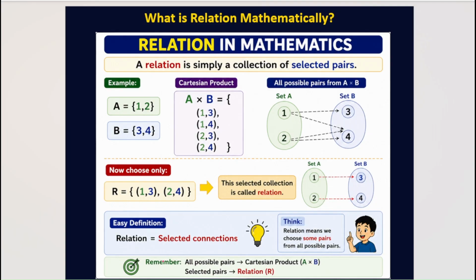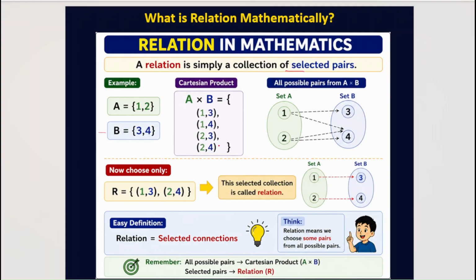Next, coming to relation. What exactly is a relation in mathematics? A relation is simply a collection of selected pairs. Please understand this point, you might find it confusing, but understand it. A relation is simply a collection of selected pairs. For example, you have two sets A and B, with A = {1, 2} and B = {3, 4}. First, write them in Cartesian form. The Cartesian product will be (1, 3), (1, 4), (2, 3), (2, 4).